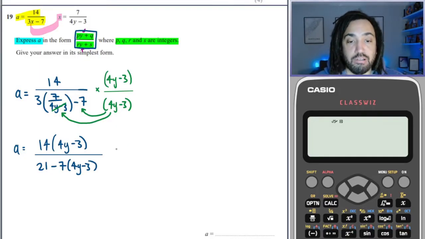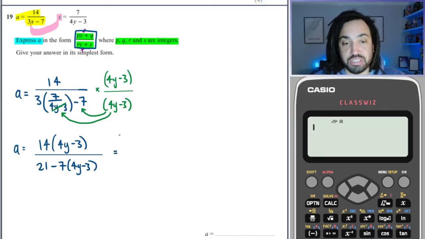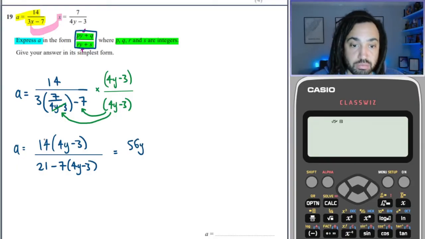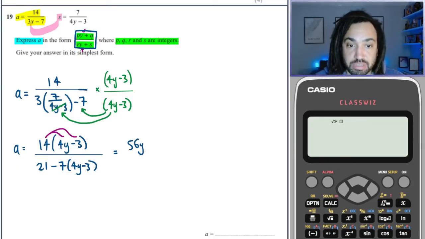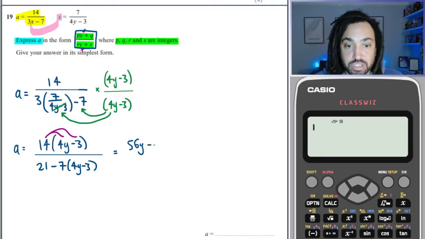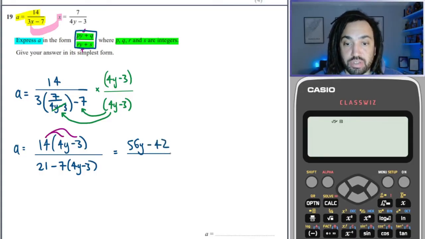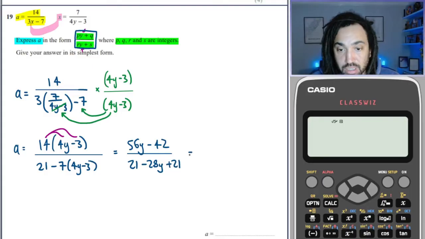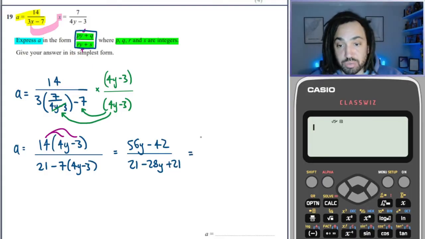Which is exactly the type of term that we want. Okay, so now it might be sensible just to multiply out. Or maybe the keen eye of you will notice that we could divide through by 7, but I think most likely in the exam you would just multiply out to simplify first, so that's what I'm going to do. So we do this times this, and then this times this, so we get 56y, and we get minus 42 over 21 minus 28y, and minus 7 times minus 3 is plus 21. Okay, right, so we can simplify here.